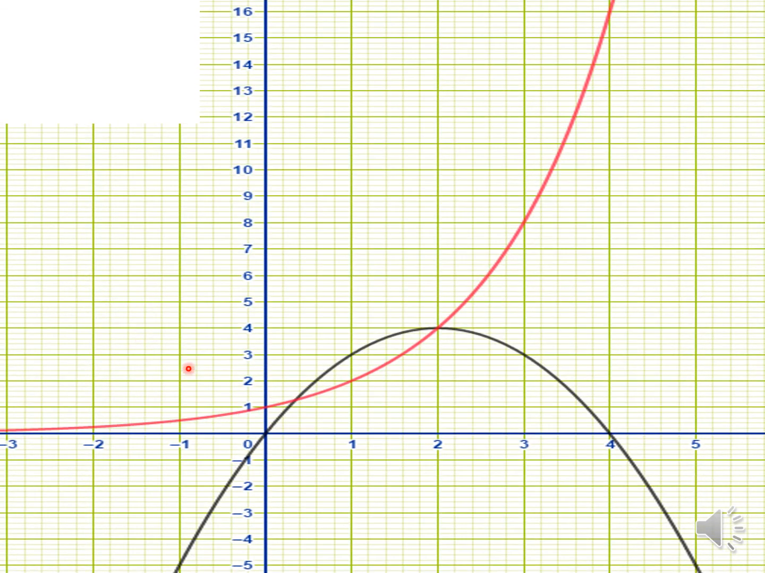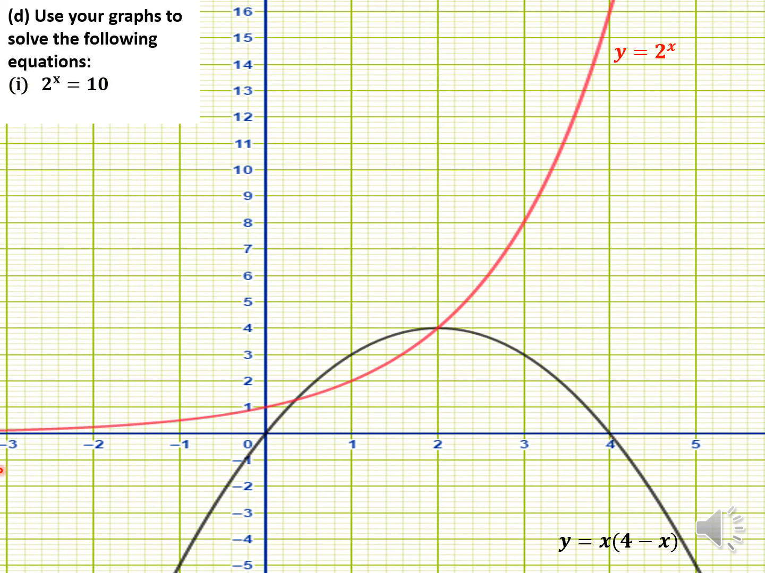Right, so I have my particular graphs here. This one here in red or pink is the function y equals 2 to the power x, that is the exponential function. The one here in black is the function y equals x(4 minus x), so this is the quadratic graph. You would only have drawn it until here at 4, where it would be ending.